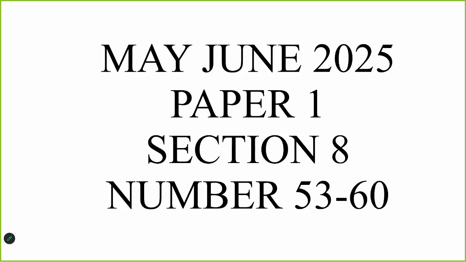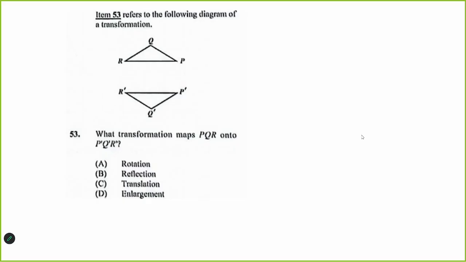Okay, let's do the first one. The first question is, item 53 refers to the following diagram of a transformation. What transformation maps PQR onto image PQR? This is clearly a reflection, so the answer would be B. The object has been inverted to form an image.